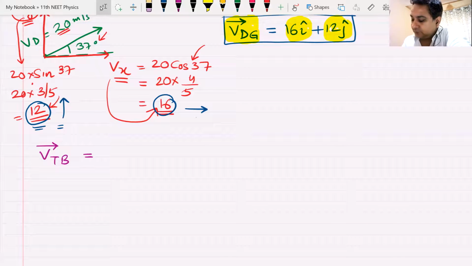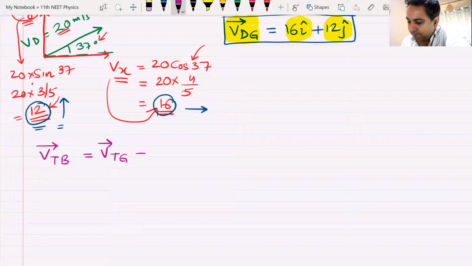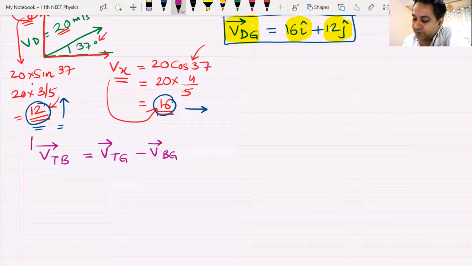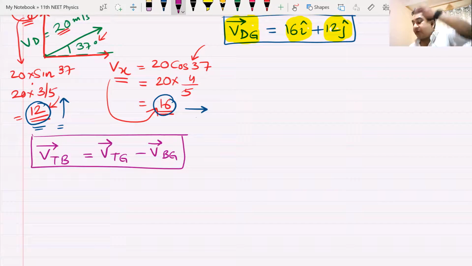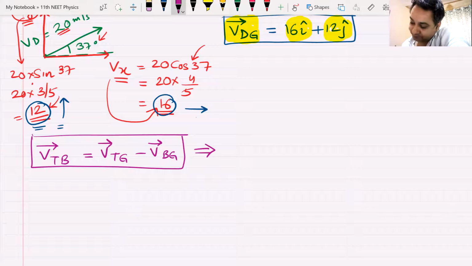Velocity of tree with respect to boy equals velocity of tree with respect to ground minus velocity of boy with respect to ground. We are using the same formula. Tell me what are the values?